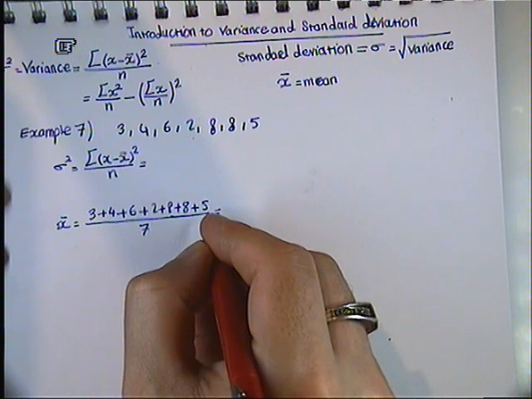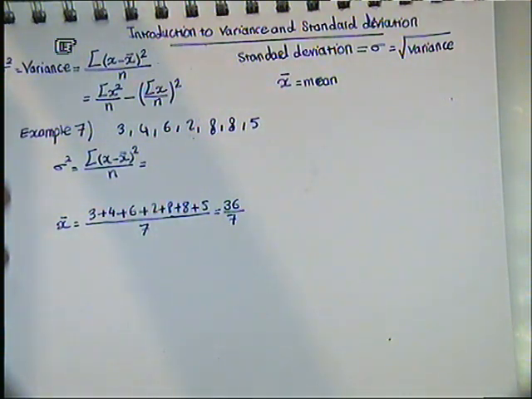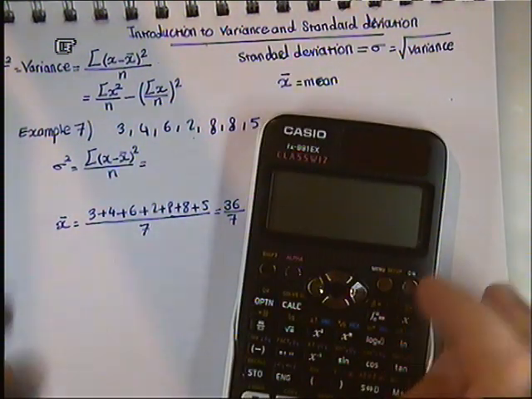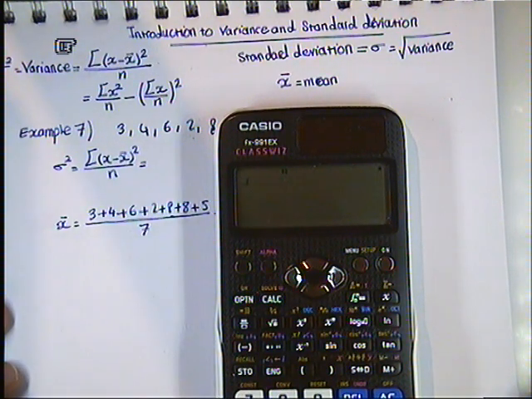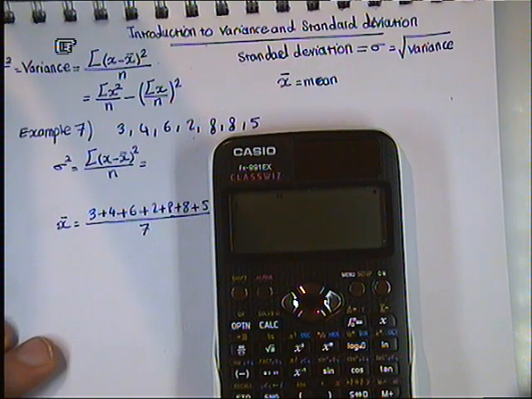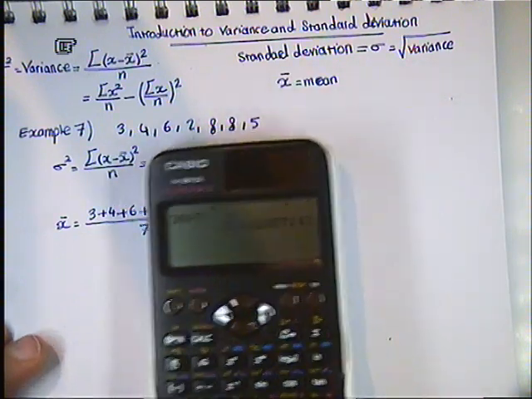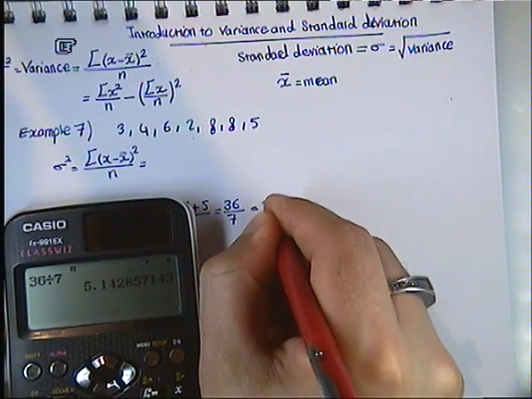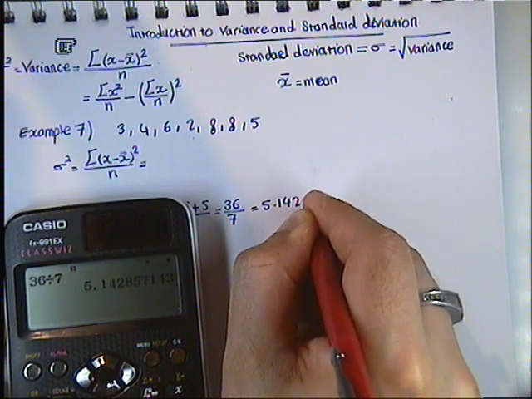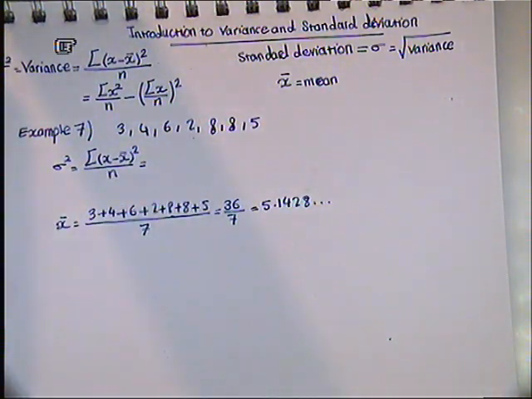Which is equal to 36 over 7. We can use a calculator to get the exact value: 36 divided by 7, which is 5.14 and so on, 5.1428, and it continues. However, I'm going to use the exact value here, the fraction.